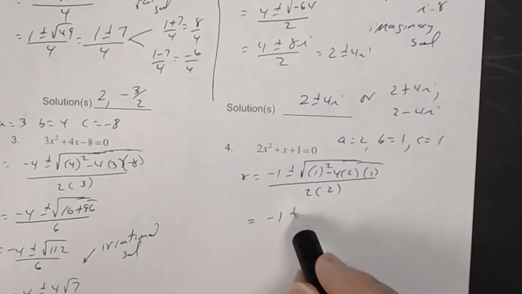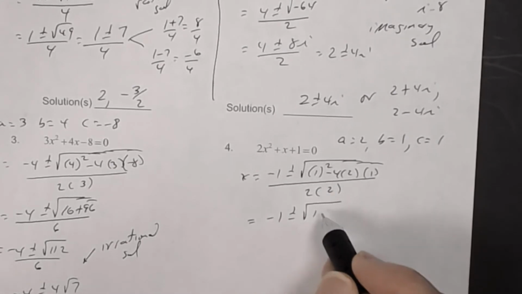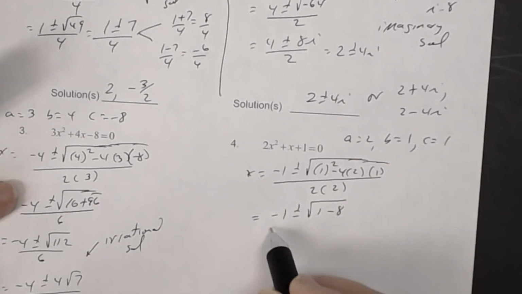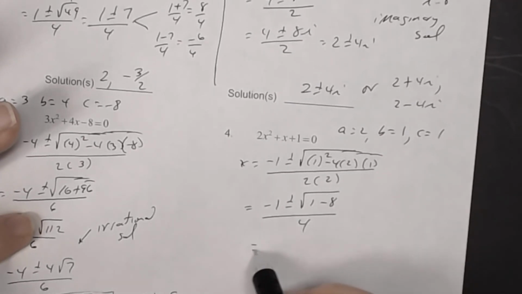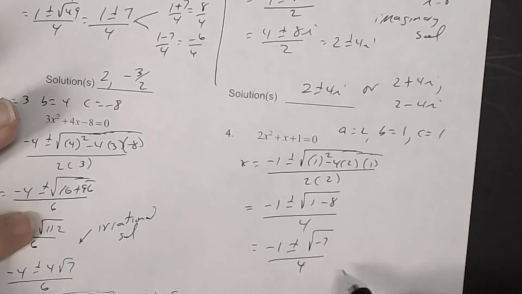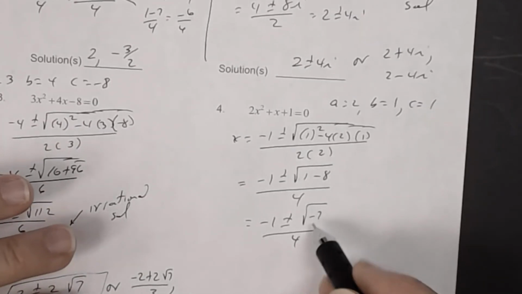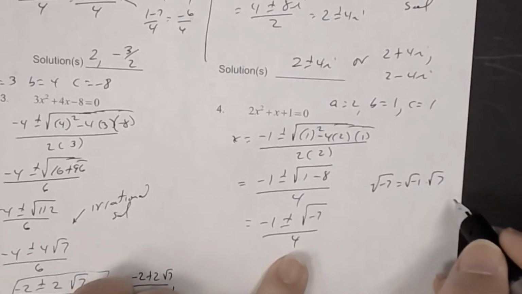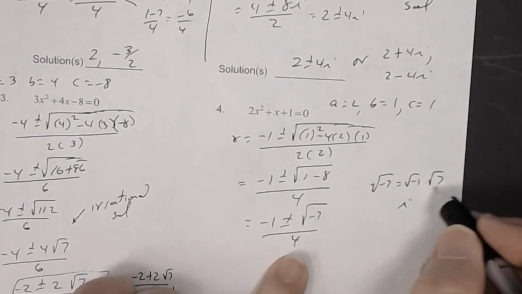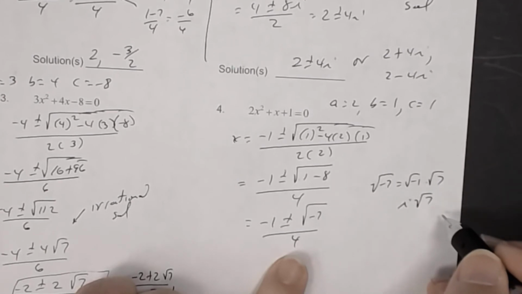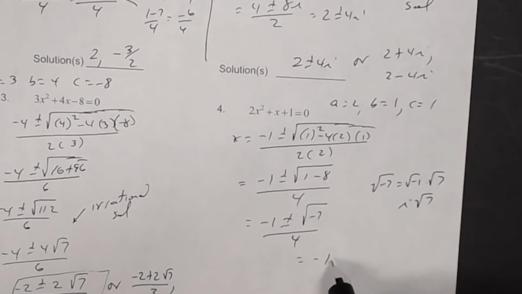So I get negative 1 plus or minus the square root of 1 times itself is 1. Okay, negative 4 times 2 times 1 is a negative 8, right? All divided by 4. So I get negative 1 plus or minus the square root of 1 minus 8 is a negative 7, all divided by 4. Now remember, I can deal with the square root of a negative 7. The square root of a negative 7 is the square root of a negative 1 times the square root of 7. And the square root of a negative 1 is i. Now I cannot simplify the square root of 7 because the only perfect square that goes into 7 is 1. So I'm going to have to leave it as square root of 7. So this becomes negative 1 plus or minus i square root of 7 divided by 4.